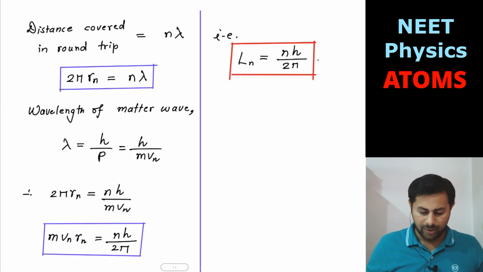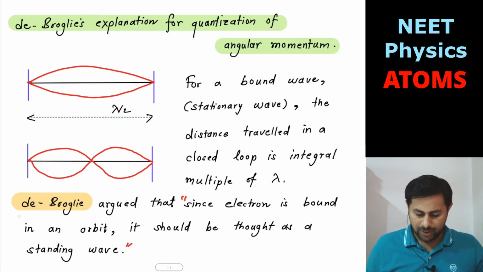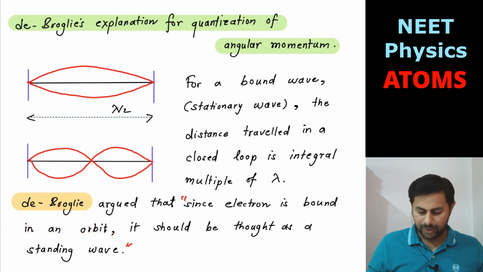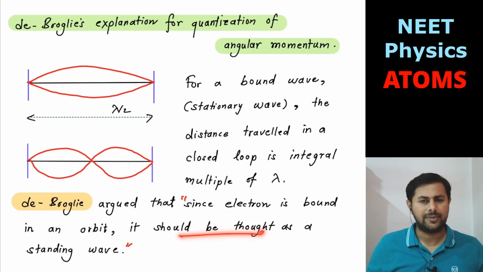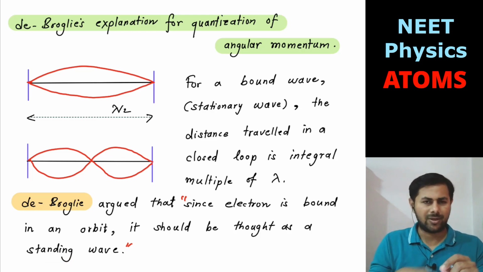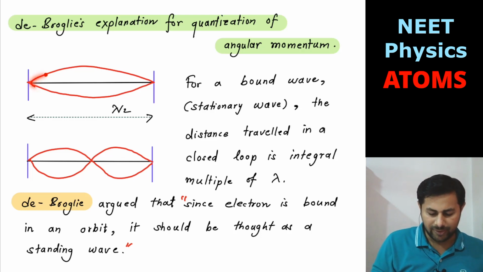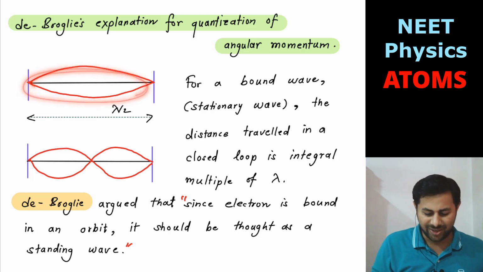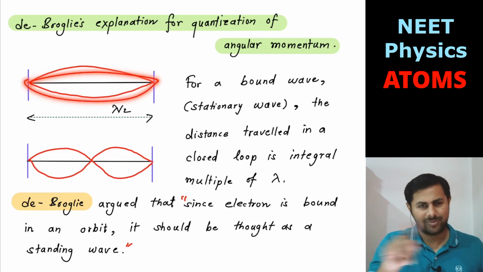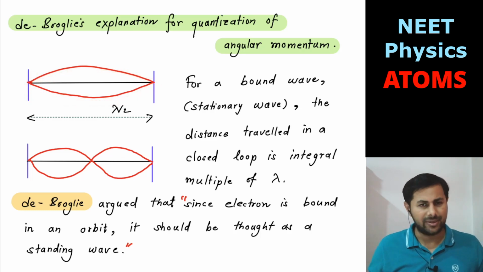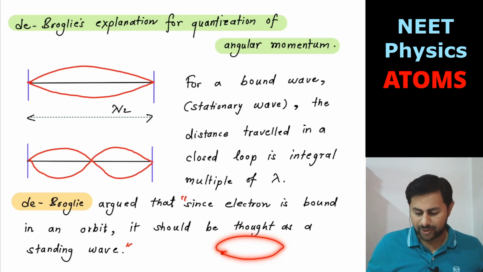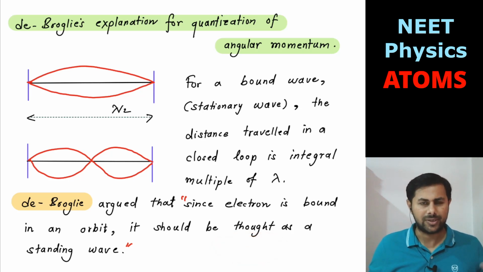Then here de Broglie says that since the electron is bound in an orbit, it should be thought of as a stationary wave or standing wave, not like a traveling wave, because it is trapped in an orbit. So it moves in the orbit again and again. It's like this wave is moving in this orbit, from here to here, and it comes back again and again. Then the electron should be thought of as a standing wave or a stationary wave.